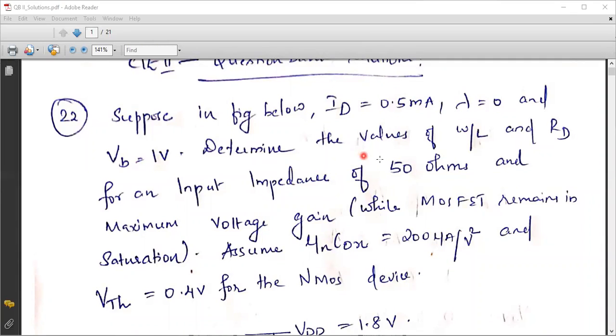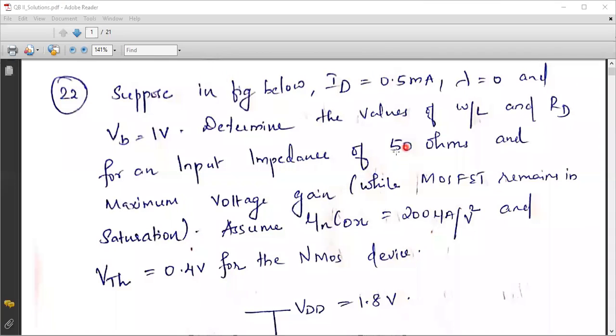So what we need to find is, we have a circuit diagram with us and we need to find the aspect ratio and the drain resistance RD. RD is a resistance connected at the drain terminal and the given parameters are the input impedance is 50 ohms. Kn dash is 200 microampere per volt square. The threshold voltage is 0.4 volt. And also the drain current is 0.5 milliamps. At the same time, the value of lambda is 0.